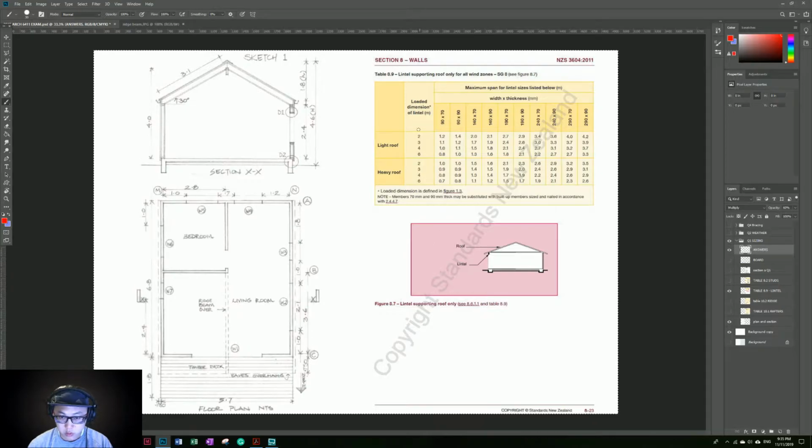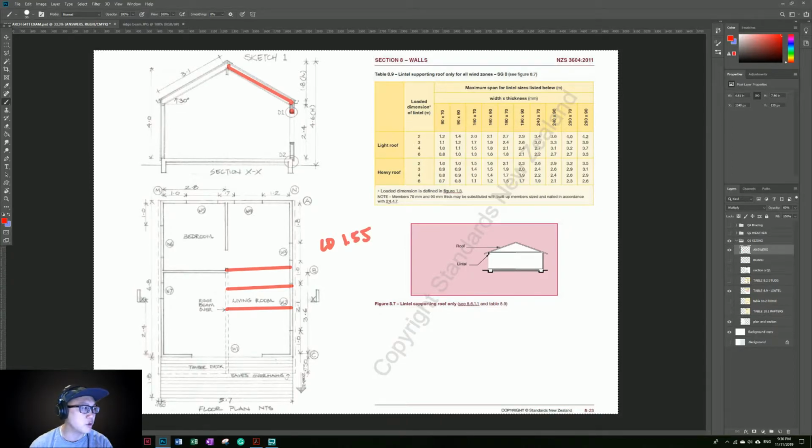So we know the loaded dimension. What's the loaded dimension? It's the weight that this lintel is carrying. It's usually to carry the rafters on the roof. So the lintel is just above the window, and it's carrying that rafter. Half of the load is carried by the lintel, the other half by the ridge beam. Similar to what we had before, the loaded dimension would be 1.55.